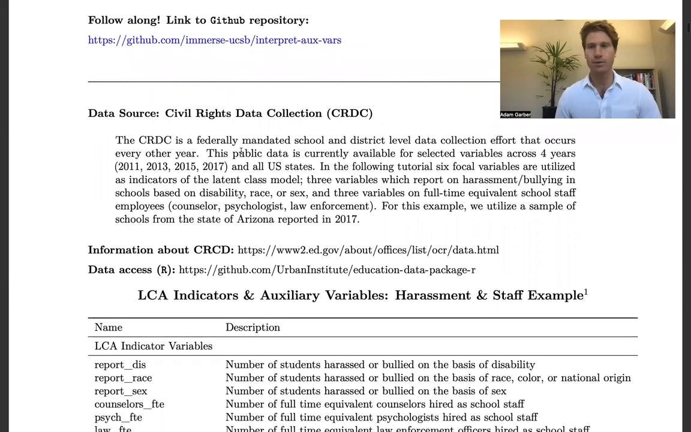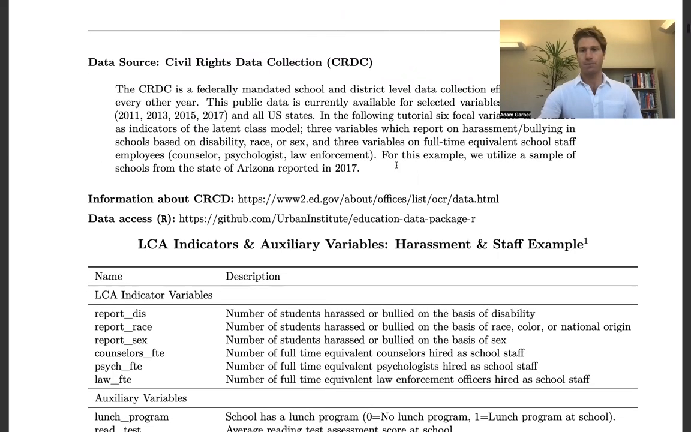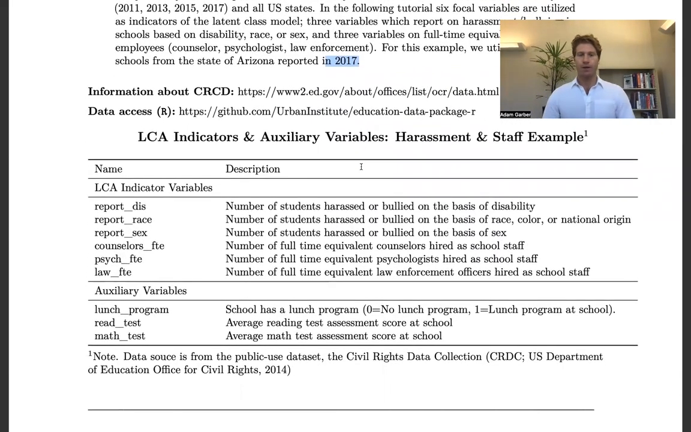We are going to continue on with this ongoing example from the Civil Rights Data Collection Repository. And there's some more information about this data set if interested. For this example, we're going to use LCA indicators measured for the state of Arizona in 2017, and our distal outcome variables are measured in 2018. So here we can take a quick look at our variables.